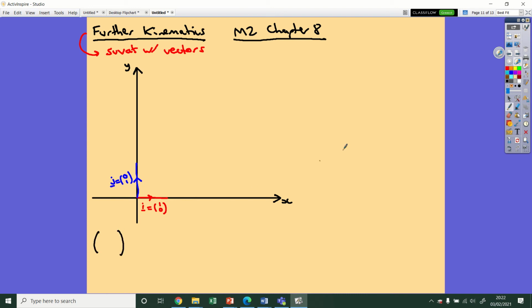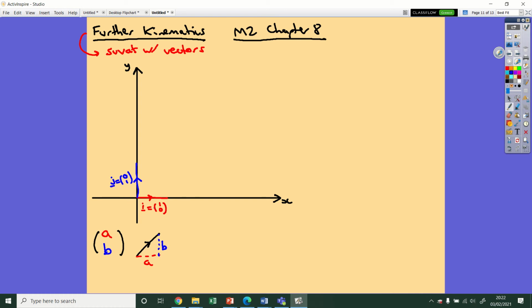So the notation I'm going to use for vectors is going to be either a column like this, with a at the top, b at the bottom. Thinking of that as being our usual arrow with a units along the ground and b units up the side.